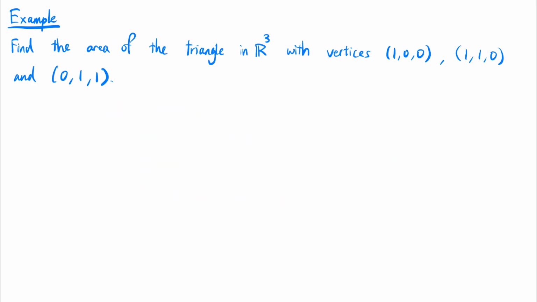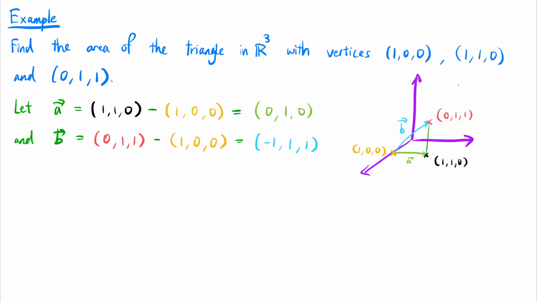Let's look at an example. Suppose we want to find the area of the triangle in R3 with vertices (1, 0, 0), (1, 1, 0), and (0, 1, 1). Let A be the vector (1, 1, 0) minus (1, 0, 0), which equals (0, 1, 0). Let B be the vector (0, 1, 1) minus (1, 0, 0), which equals (-1, 1, 1). Note that the lengths of these two vectors are equal to the lengths of two sides of the triangle. To find the area of the triangle, it suffices to find the area of the parallelogram formed by A and B and divide by 2, which in turn can be found by computing the cross product of A and B.